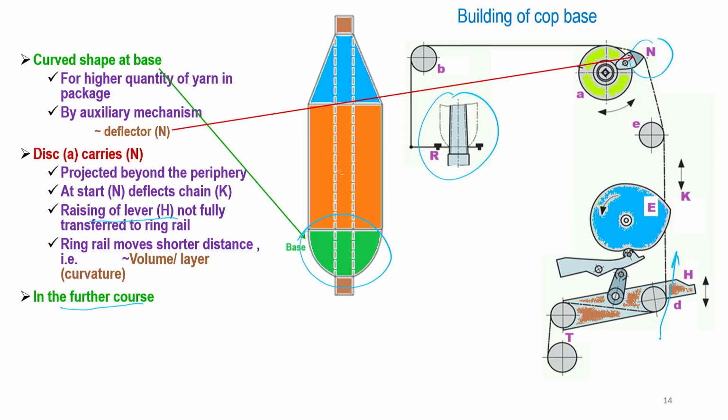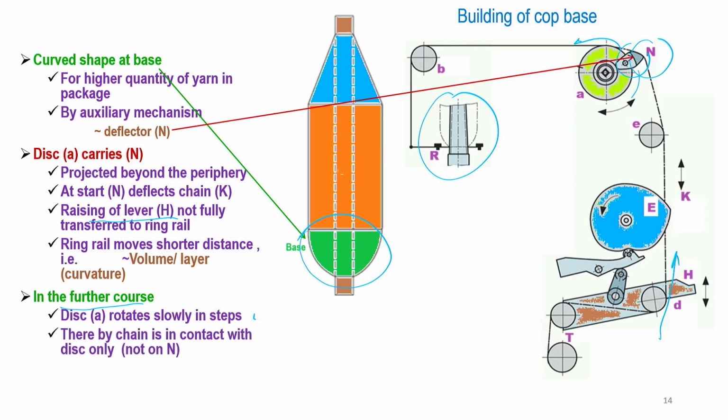In the further course, this N will come out of this action, and disc A rotates slowly in steps, thereby the chain is in contact with the disc only, not on N. This N will come out of the chain, so the chain will contact only the disc. Then there will be a normal movement.